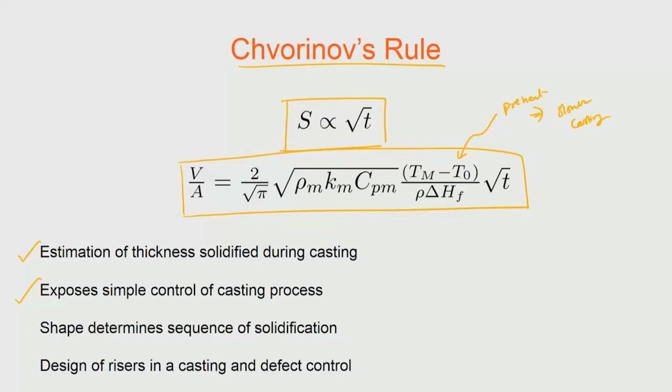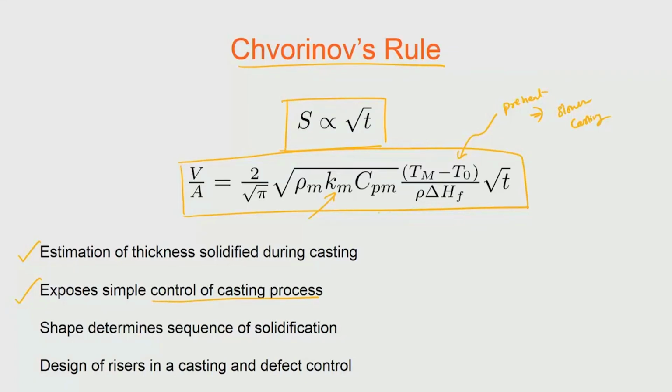So, you could already see that the effect of parameters is available. You could also see that when you use a material of high thermal conductivity, then the casting speed is high, which means that if you use copper mold instead of cast iron mold, casting speeds are higher. So, you could see that this expression exposes the control of casting processes by which we can go ahead and design the kind of mold you want, the preheats, etc.